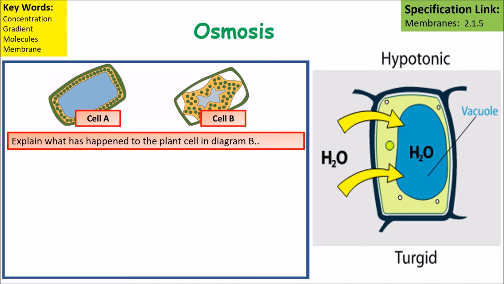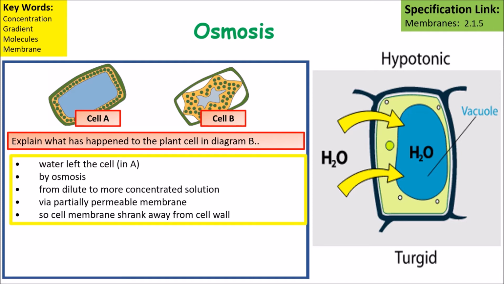So explain what happened to the plant cells in diagram B. Water has moved out or has left the cell by osmosis from a dilute concentration to a more concentrated concentration of the solute via the semi-permeable membrane. So therefore the cell will shrink away from the cell wall.